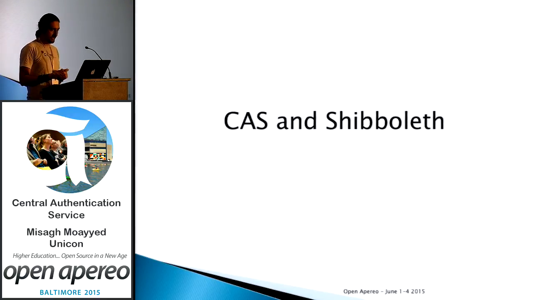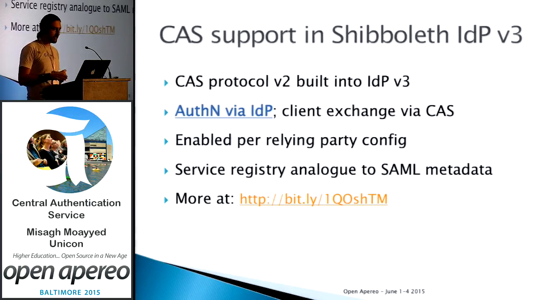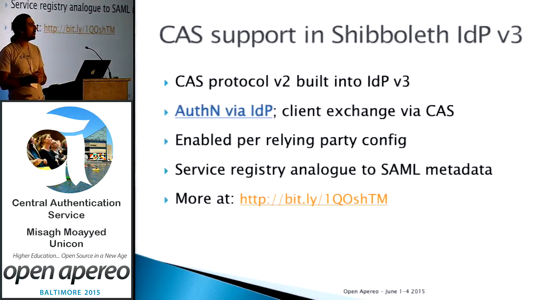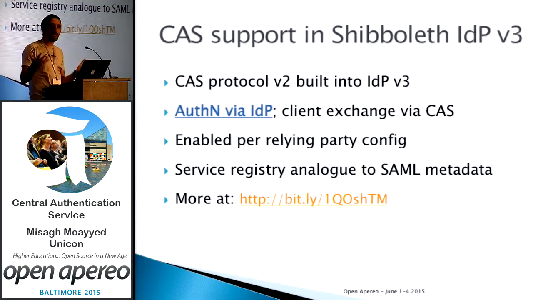Okay, moving on to CAS and Shibboleth. So some exciting news in the Shibboleth community. The identity provider now has support for CAS protocol. This is the strategy where you actually authenticate via the identity provider, but then talk to applications that are protected by a CAS client. So the authentication, nonetheless, is happening and is taken care of by the identity provider. You're just talking to clients through a CAS protocol mechanism.